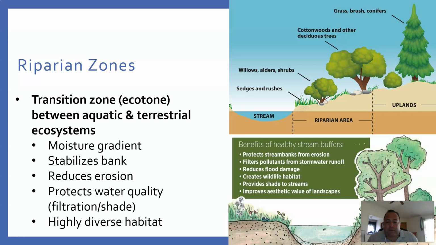And it can improve the aesthetic value because these areas have water in them, which means you're going to get highly diverse habitat, which means you're going to get a lot of plants, a lot of producers, a lot of consumers, lots of plants, lots of animals, and they're just going to be pretty areas.